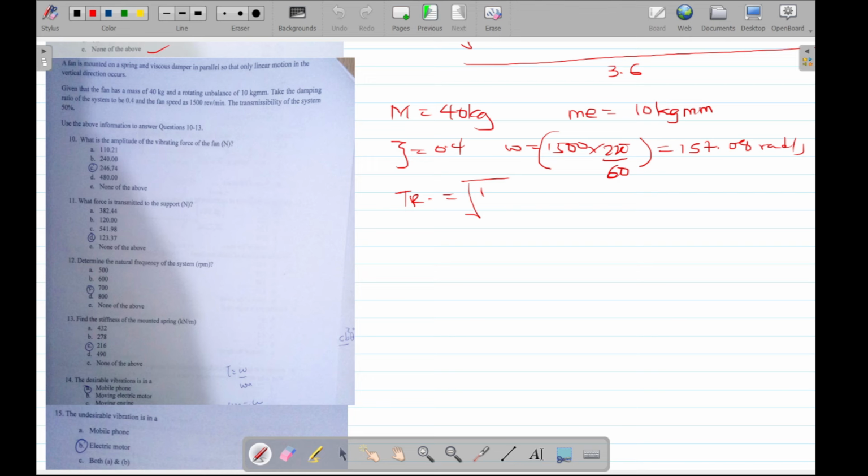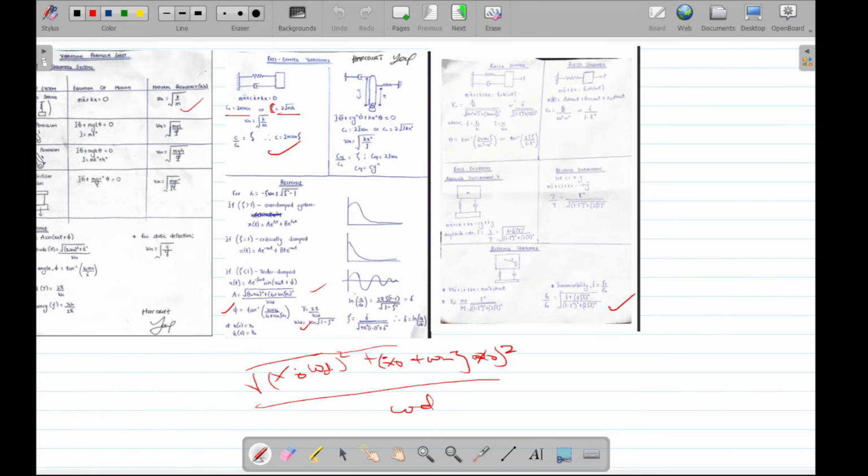Let's continue. So from here, I don't want to write the formula yet. Let's just write the values given. So TR is given as 50%. It's a ratio, so you can put it as a percentage, and this is the same as 0.5. What else do we have? What is the amplitude of vibration of the fan? So let's go and check the amplitude of the vibration force. So we come to the equation, the vibration force.